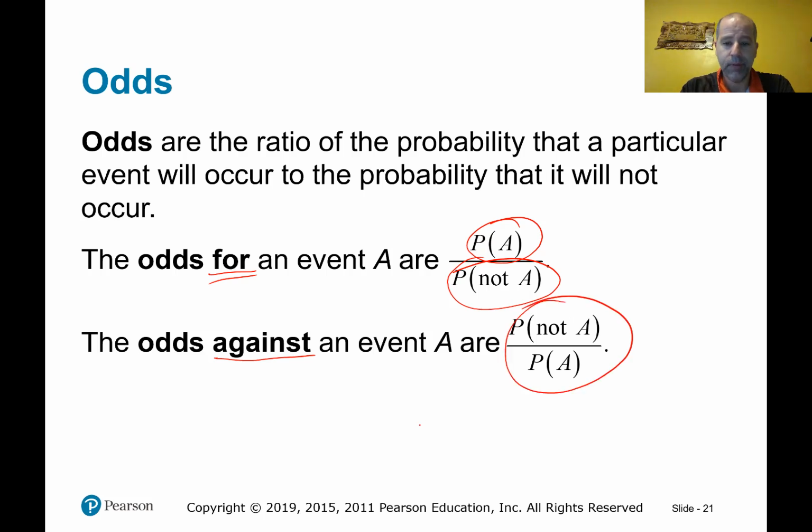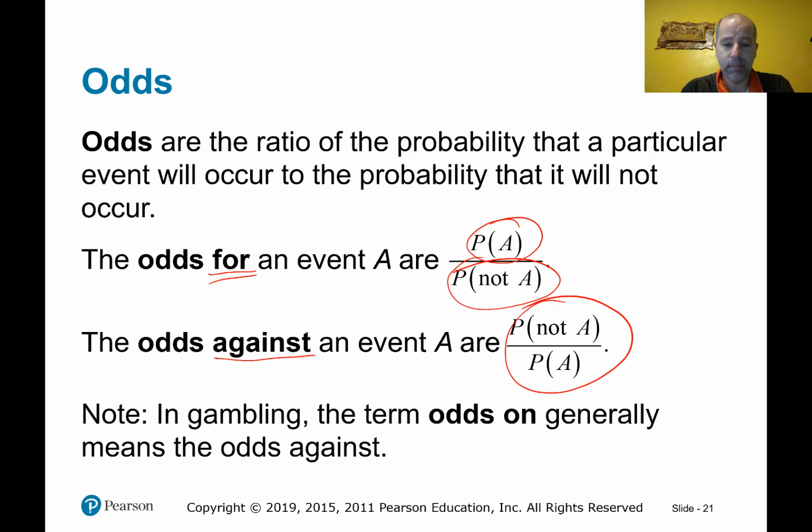Okay, so we just flip the division. Now, in gambling, we always use the terms odds on, which is the same as odds against. Okay, so if you're ever at a casino, if you gamble, I'm not a gambler, but if you're a gambler, if you hear the term odds on, that's the same as odds against.